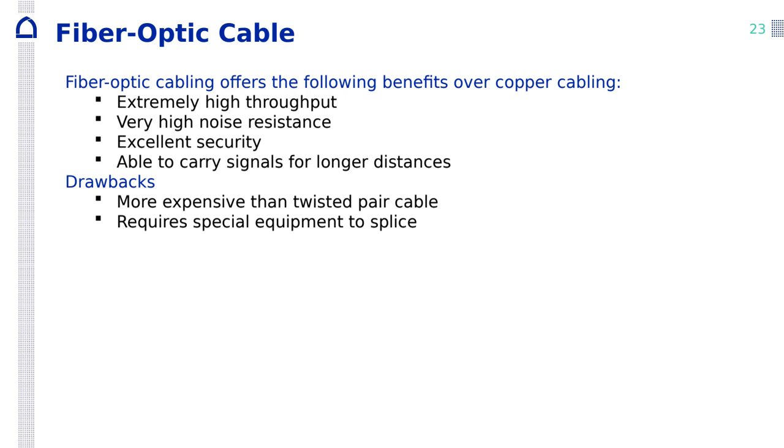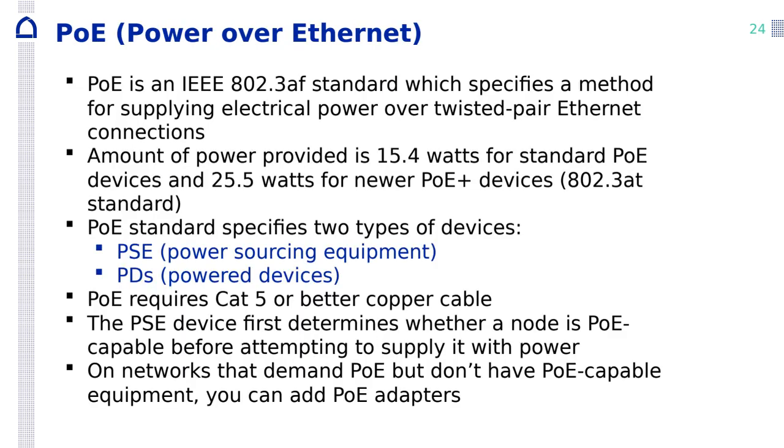We have also Power over Ethernet. It's IEEE 802.3af, okay, which specifies a method for supplying electric power over twisted pair Ethernet connection. The amount of power provided is around 15.4 watts, okay, or 25.5 for newer PoE devices. We have two types of devices: PSE, power sourcing equipment اللي هي بتعطي الكهرباء الباور, and PD, اللي هي powered devices.